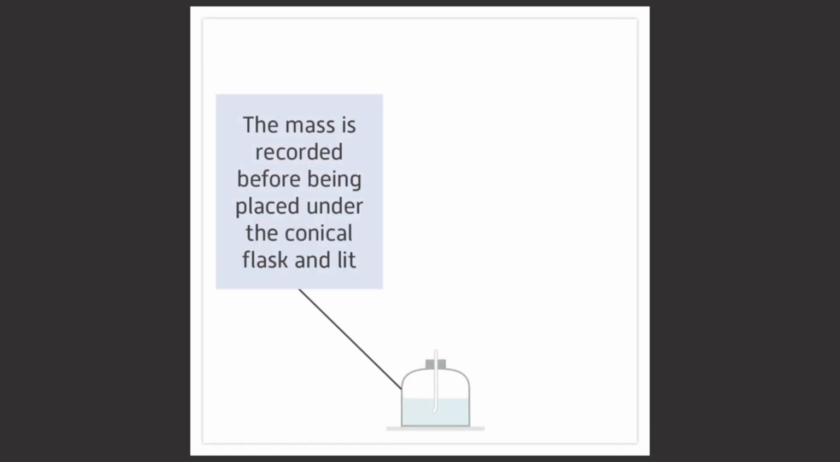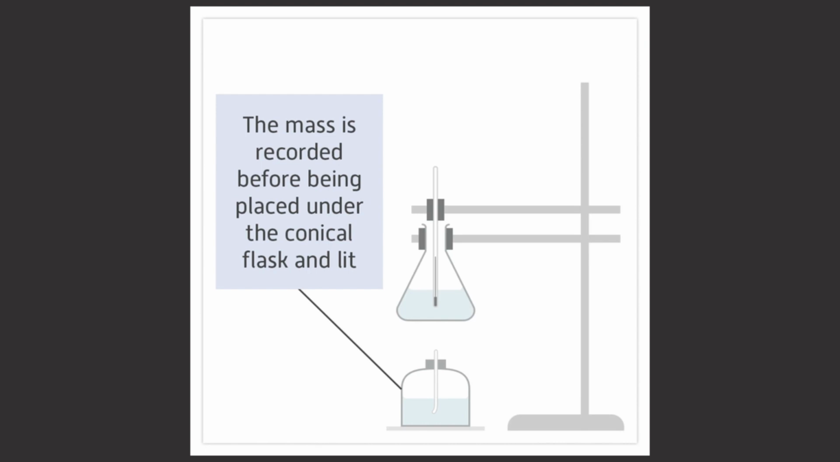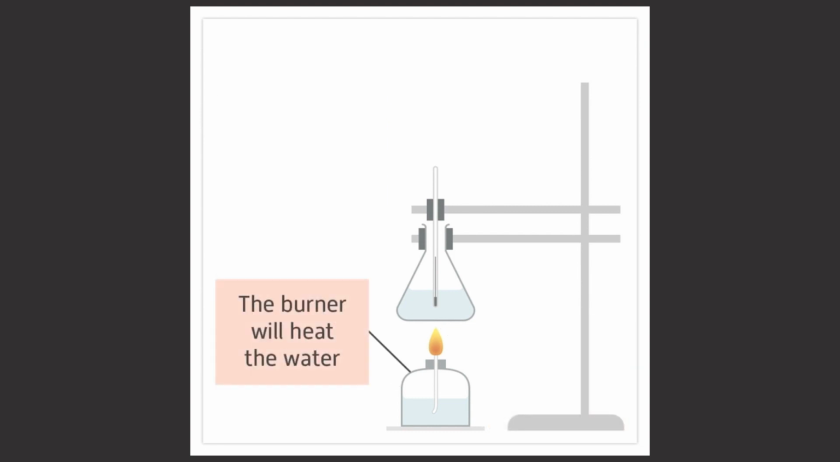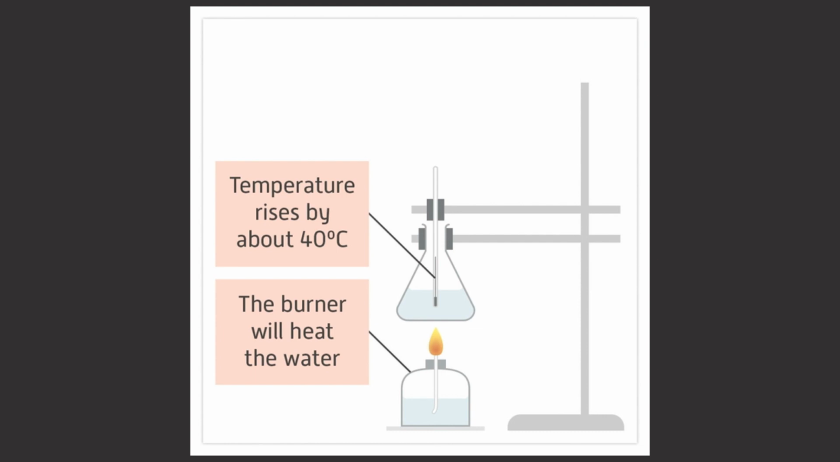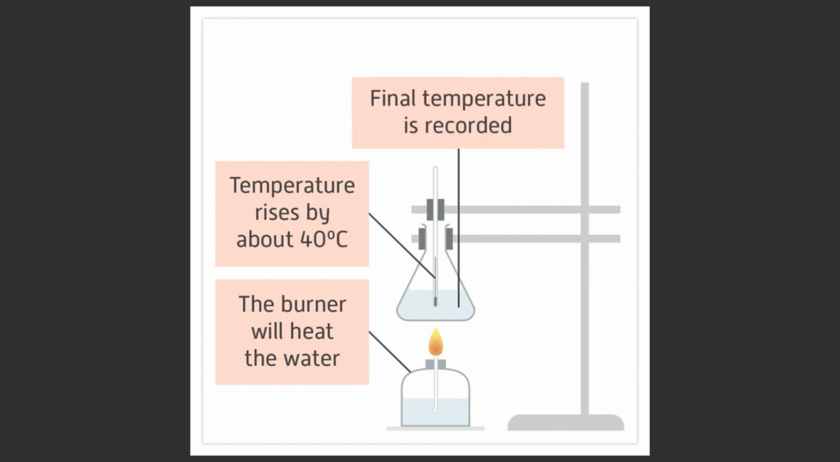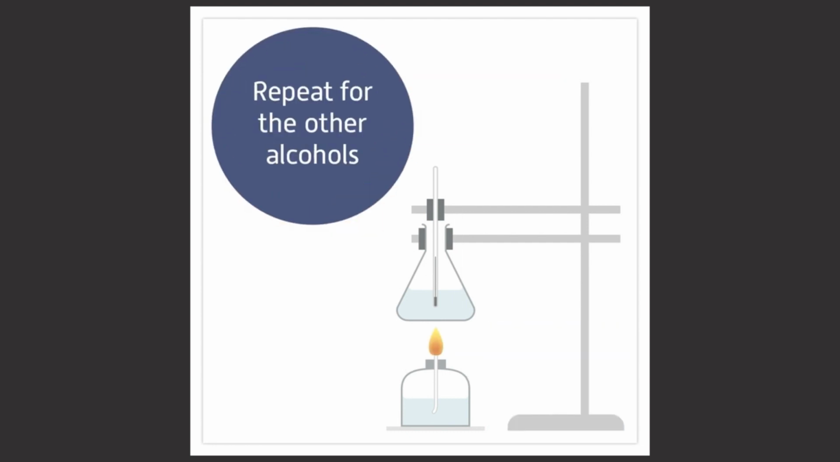The mass of the spirit burner is recorded before being placed under the conical flask and lit. The bottom of the conical flask should not touch the wick of the spirit burner. The burner will heat the water and should be used until the temperature rises by about 40 degrees Celsius. The final temperature of the water is recorded before the flame is extinguished, and the mass of the burner is recorded again. This is then repeated for the other alcohols.